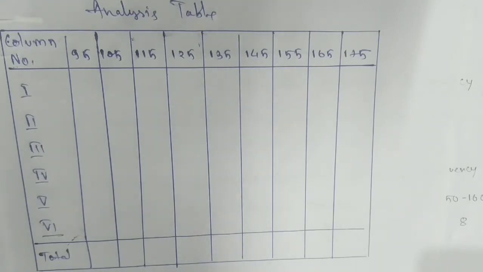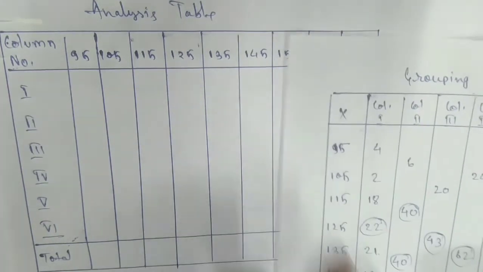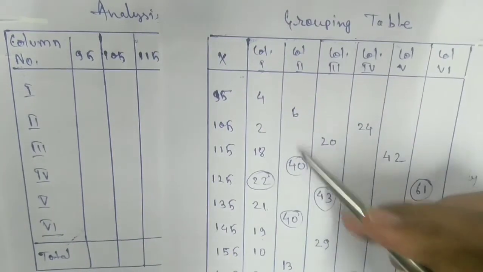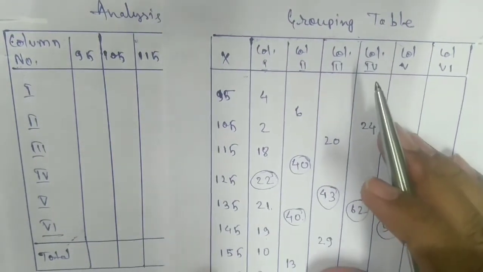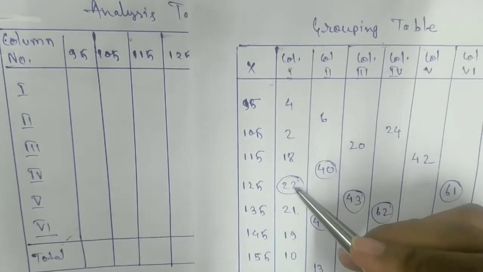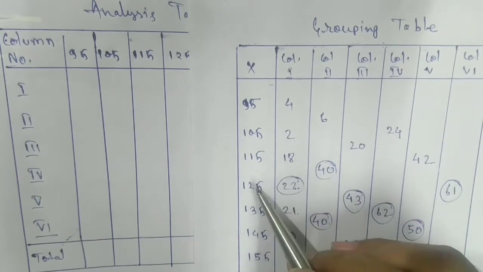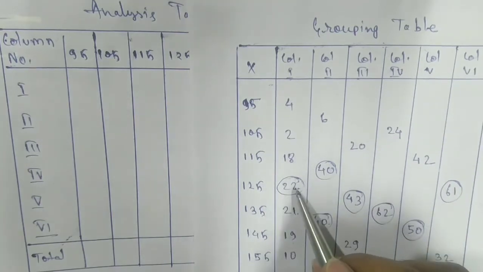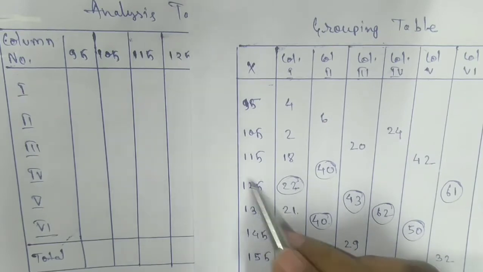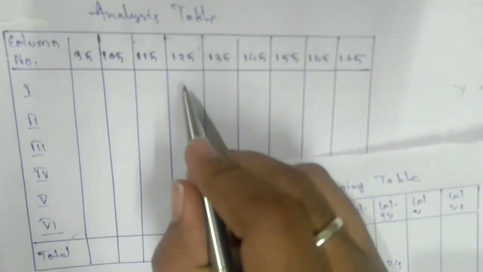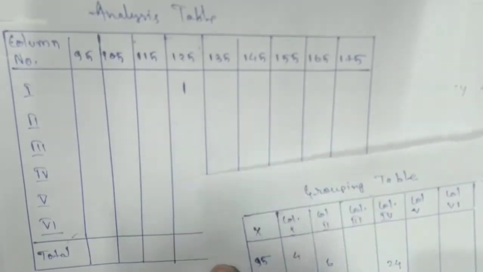Now we're going to see analyze table and how to find the analyze table data. So here you need to use grouping table. So here we have data. You can see that highest frequency we have circled here. So now you need to see that corresponding to 22, which value of x is there. So corresponding to 22, we have what? 125. So we'll take here 125. At the place of 125, we'll write here 1 bar.